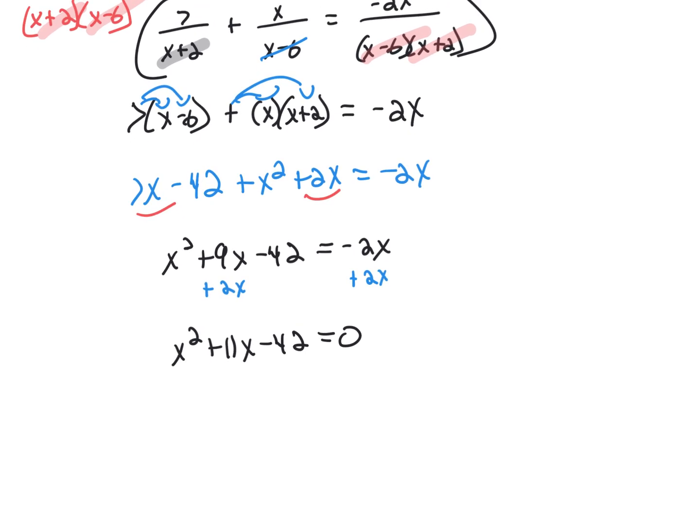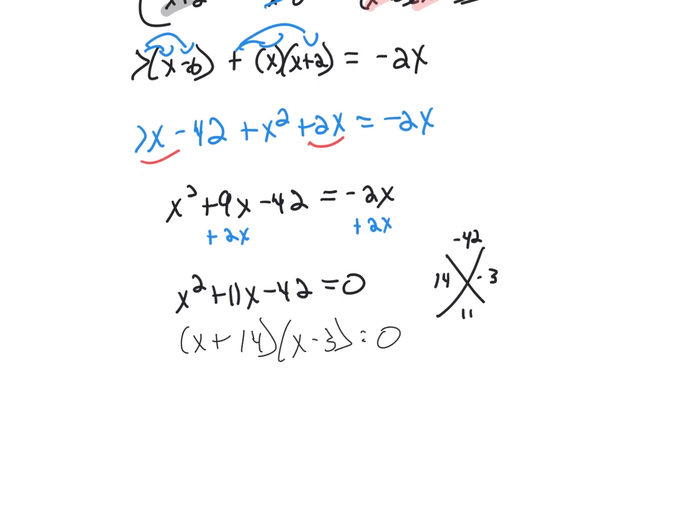So I need to find the factors of a times c that equal b. Well, that's the factors of negative 42 that equal 11. And that's actually going to be 14 times 3. 14 times 3 is 42. And since I need a positive 11, it's going to be positive 14 minus 3. So in factored form, it's going to be x plus 14 times x minus 3 equals 0.